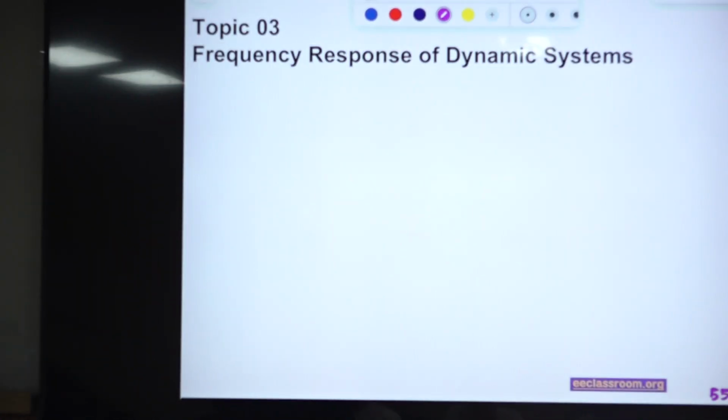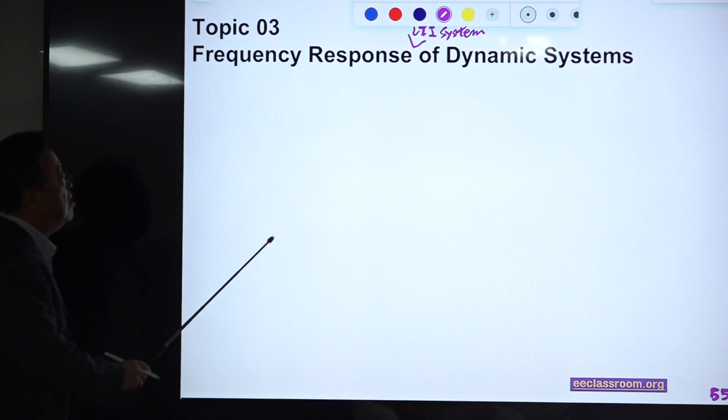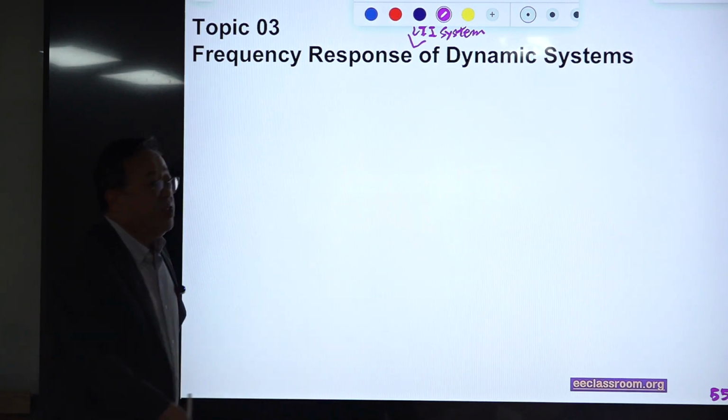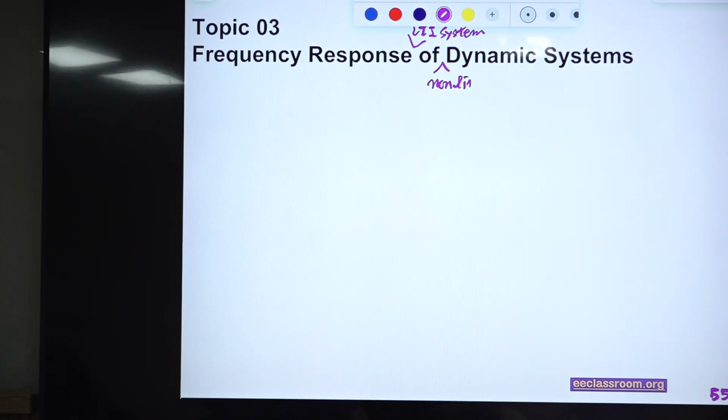But that is only true for the linear time invariant system. So you know what linear time invariant system is. Linear time invariant systems, what I have said is absolutely true, but we are not interested in that. We are interested in non-linear dynamic system. So maybe we are interested in non-linear PWM converters.